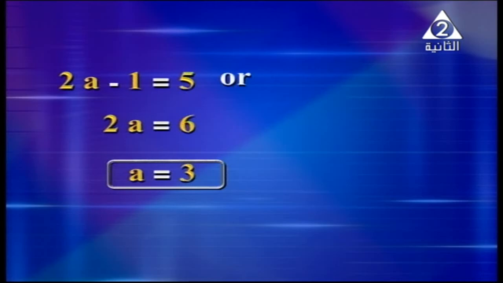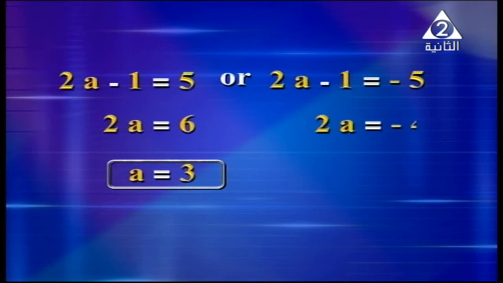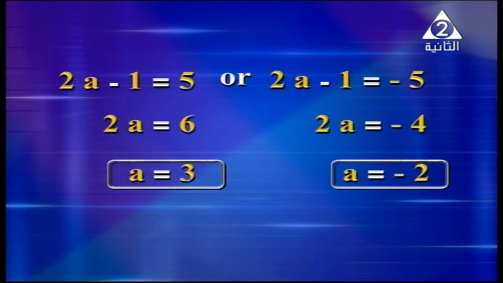Then what about 2a - 1 = -5? Yes, 2a - 1 will be -5, then 2a will be -4. And in this case, we can say that the value of a is -2.